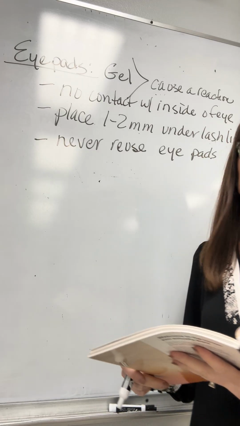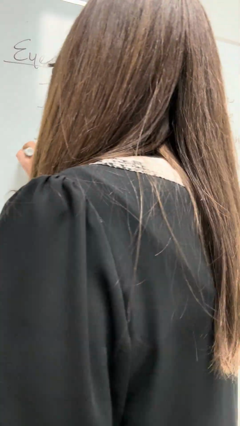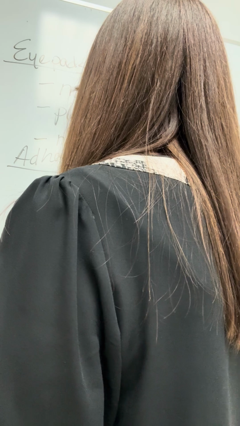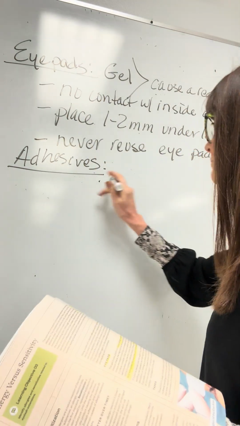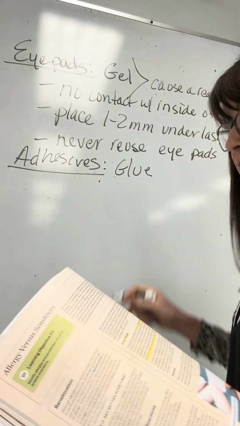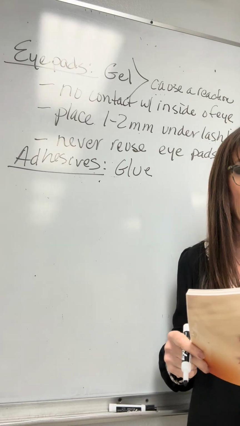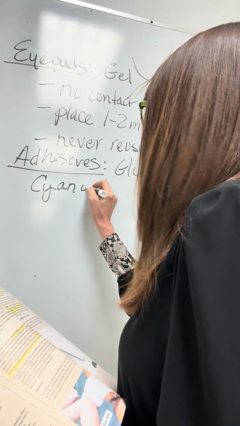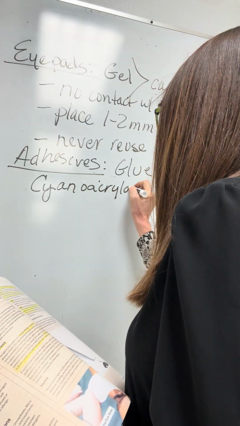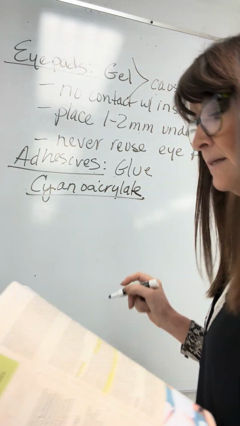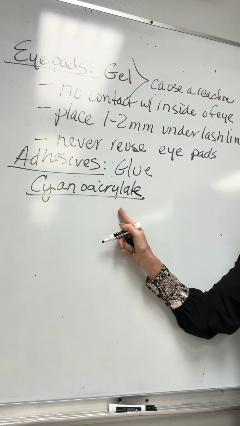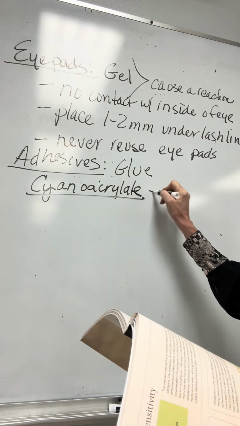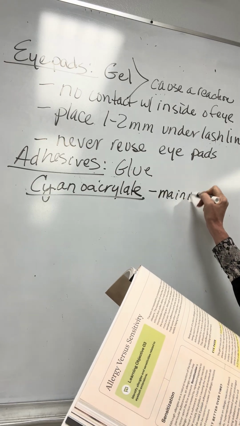The adhesives. What you really need to know is this is your glue. This is what you're going to use to put them on, okay? And you know the word that State Board likes, cyanoacrylate. That's the word you need to know right there. That will be on your State Board exam. Absolutely. This is the main ingredient.